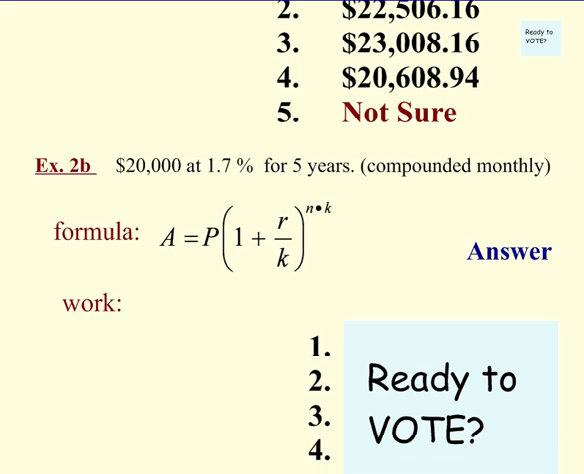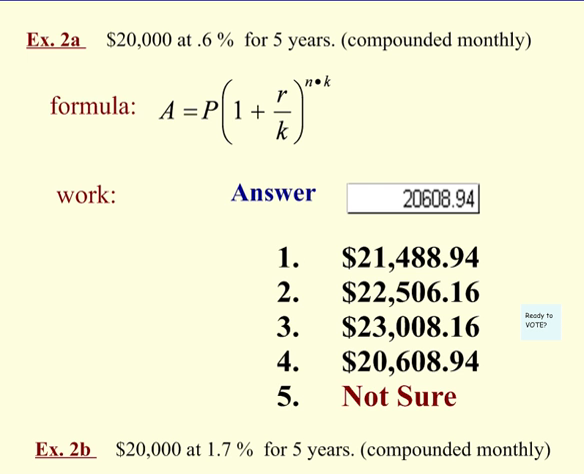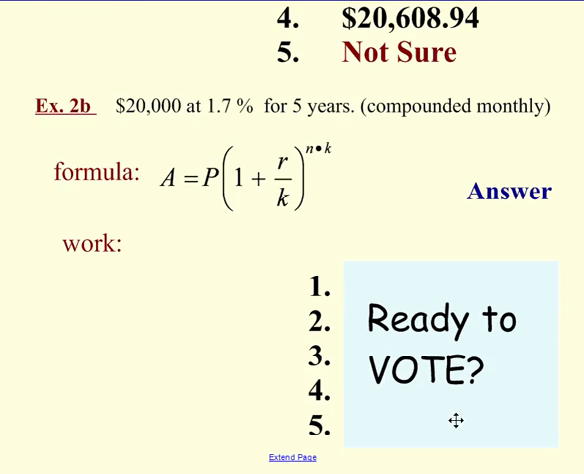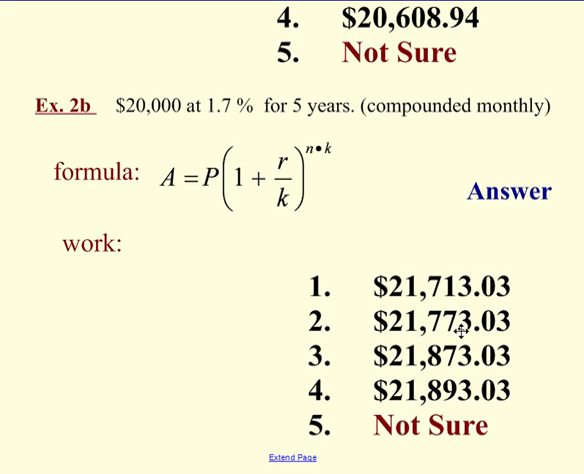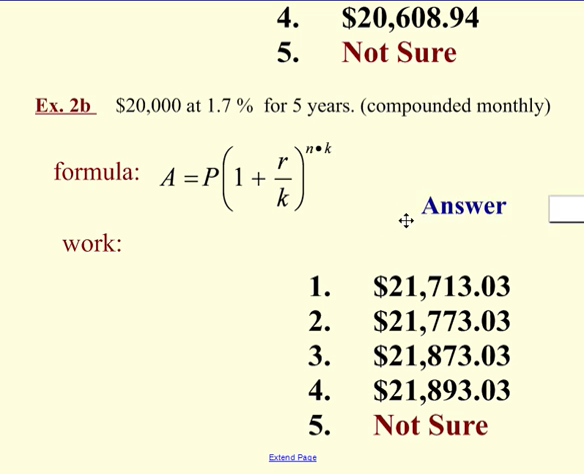Another one that we try right here is just $20,000. And this time we have a slightly better interest rate of 1 7/10%, and it's also compounded monthly. So if you look at the answers on this one, it should be better. And this is the answer that you should get.